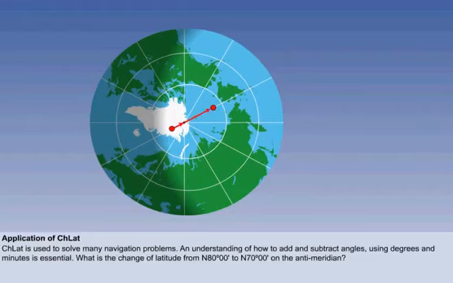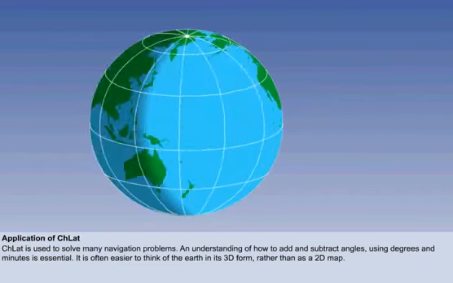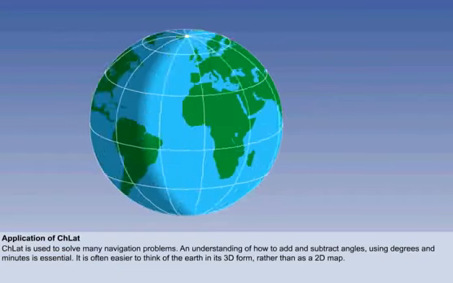There is a CPL of 10 degrees to the North Pole, and then a further 20 degrees to the north 7000 latitude. So the CPL would be 30 degrees. The easiest way to solve calculations of CPL is to therefore imagine the Earth in its three-dimensional form, rather than just as a two-dimensional flat map.